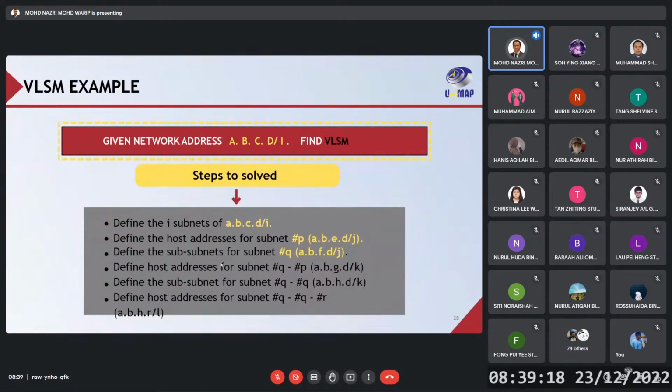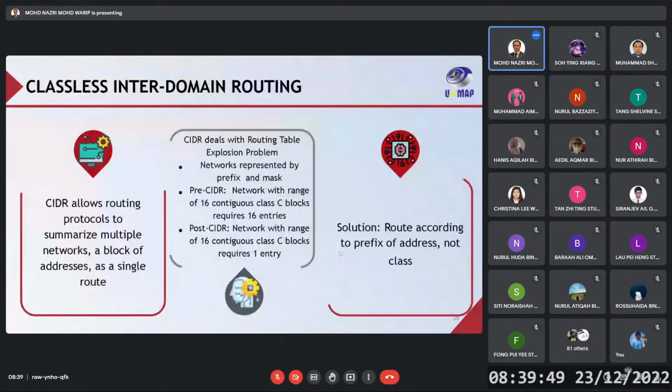In this case, if you look here, normally A and B are fixed. The only thing changing is this area, C and D, these two, what we call the bitmap changing.